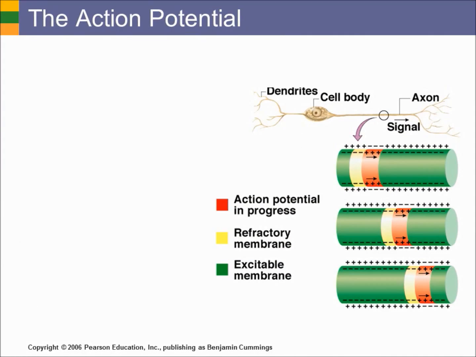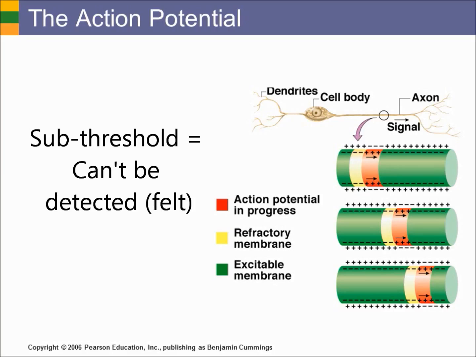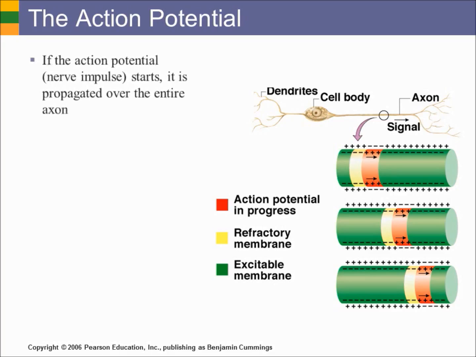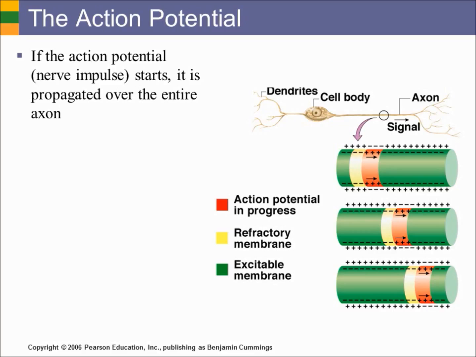Now, in this slide, we're going to take a look at how the action potential is actually propagated. Now, some impulses or some stimuli may be what we call subthreshold. Subthreshold means that it's not strong enough to generate the action potential, and the results of this depolarization fade out after a very short time. So in essence, you wouldn't detect these stimuli.